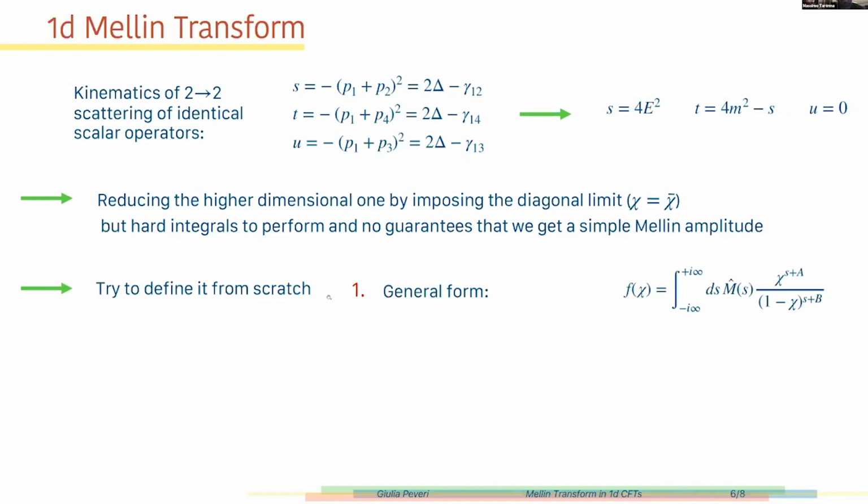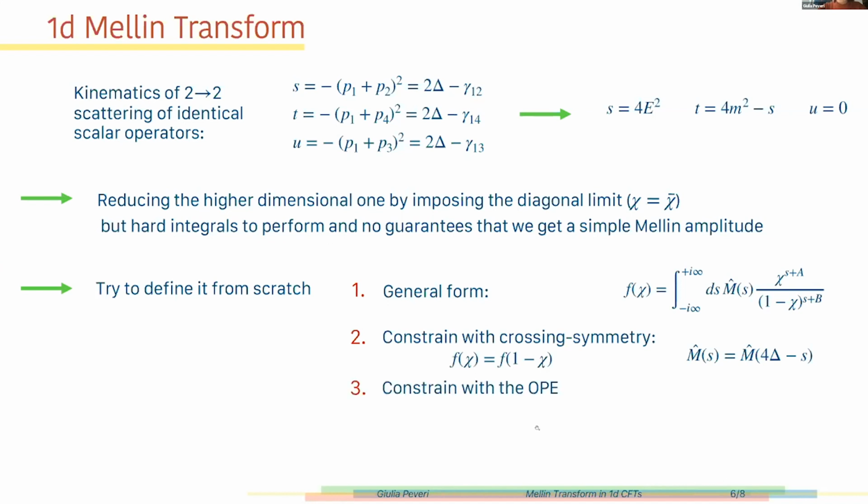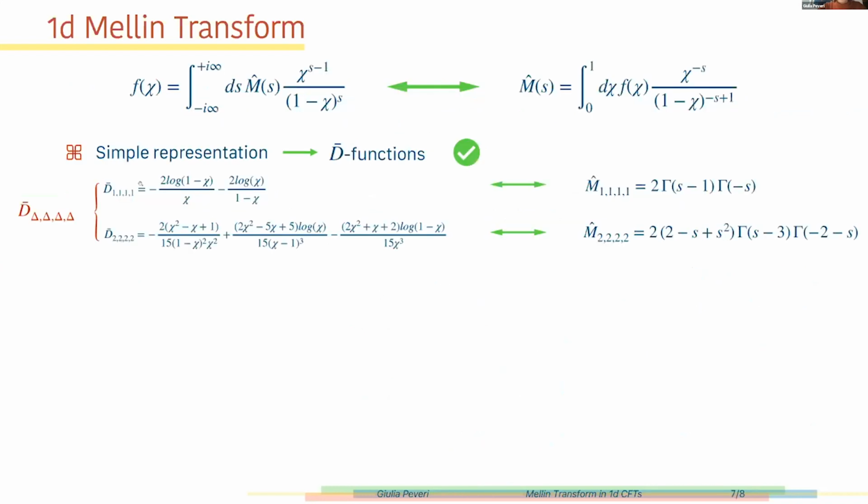And so we tried to define it from scratch using some general form. And this form is actually suggested by imposing this diagonal limit in higher D. And we tried then to constrain that with Gaussian symmetry and also with the OPE. But this turned out not to be enough because you don't get a unique Mellin transform and not even a simple representation of the correlators. And so we tried to look for those Mellin definitions that gave us the simplest representation possible. And we ended up finding this.